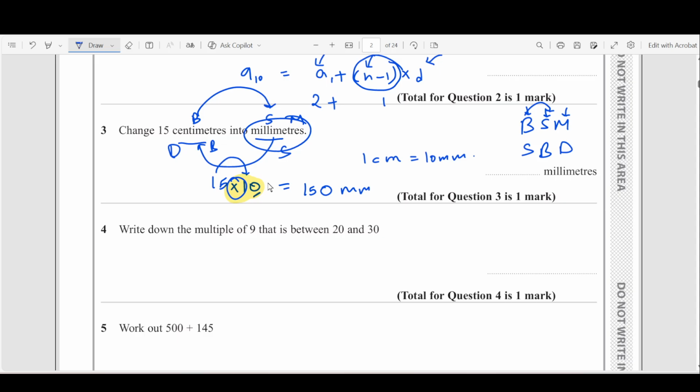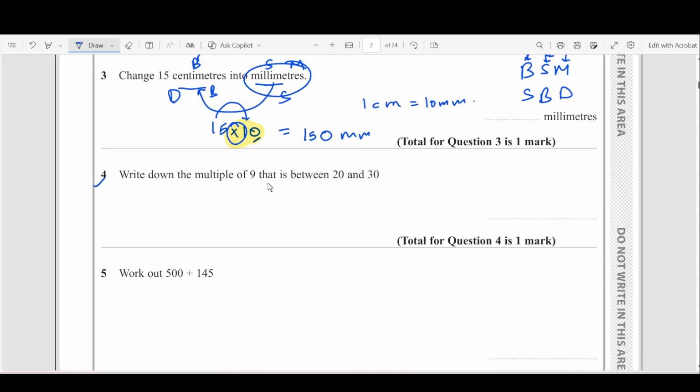Okay. Next question. Write down the multiples of 9 which are between 20 and 30. Multiples are just the numbers that you get in the times table. For example, multiples of 9: 9 times 1 is 9, 9 times 2 is 18, and then 27, 36. These are the multiples. If you notice, it says between 20 and 30.